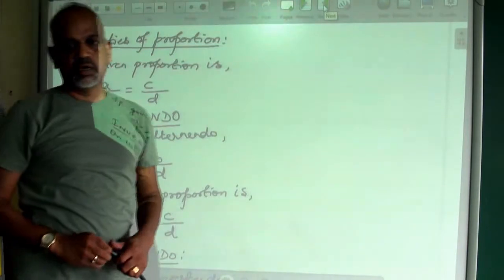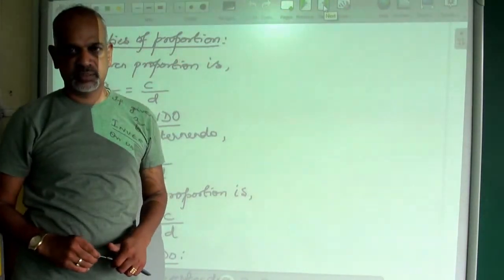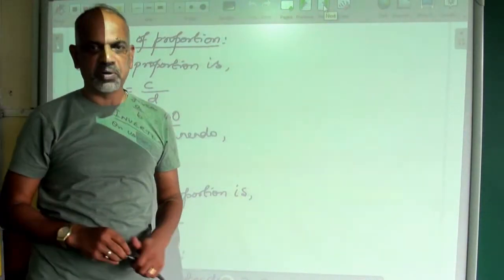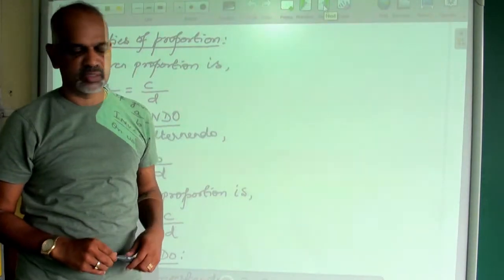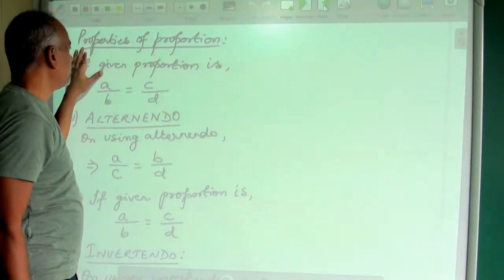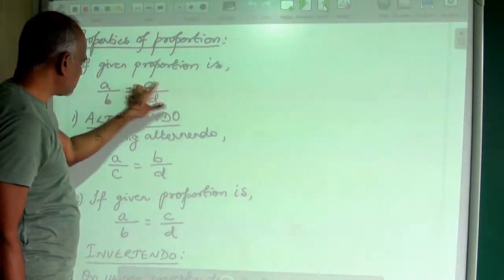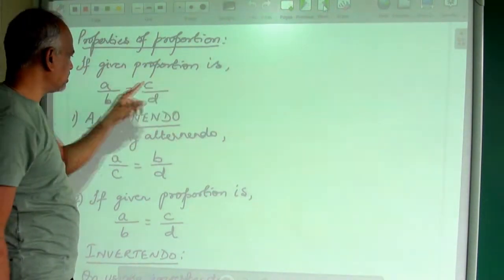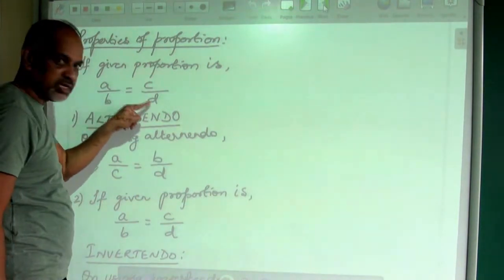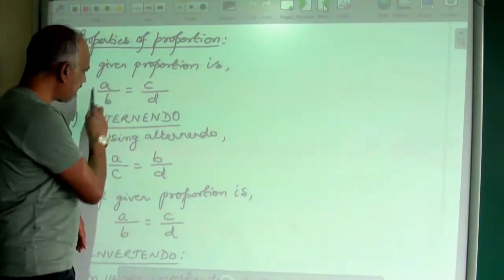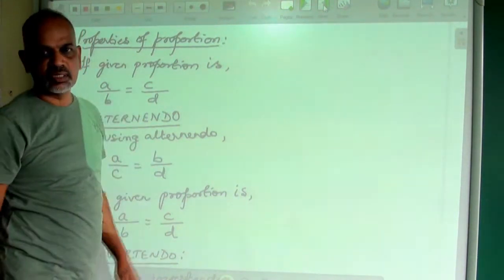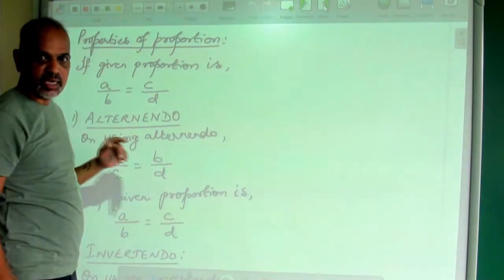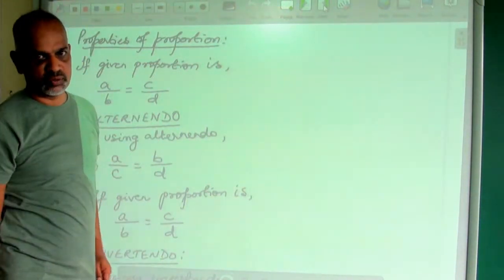Coming to properties of proportion. There are three main properties of proportion which you have to know. Imagine that this is the proportionality that is given. If the given proportion is A by B is equal to C by D, this can be changed in different forms. This is what is given: A by B is equal to C by D, you know.